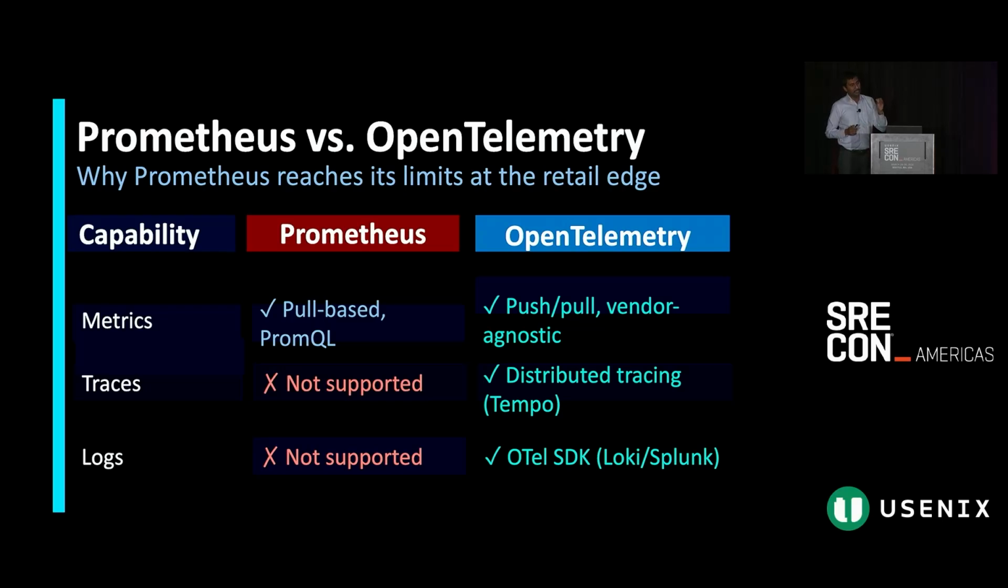And we all know metrics is one of the three pillars of observability. When we talk about traces, Prometheus doesn't support that. But OpenTelemetry, yes, with the SDK, supports collecting the traces, and it can send them to Tempo as a Grafana-based backend solution, or you can send them to any commercial third-party products, Datadog, Dynatrace, those kinds of things. Then logs. Again, Prometheus doesn't support logs, and OpenTelemetry has an SDK to collect the logs as well.